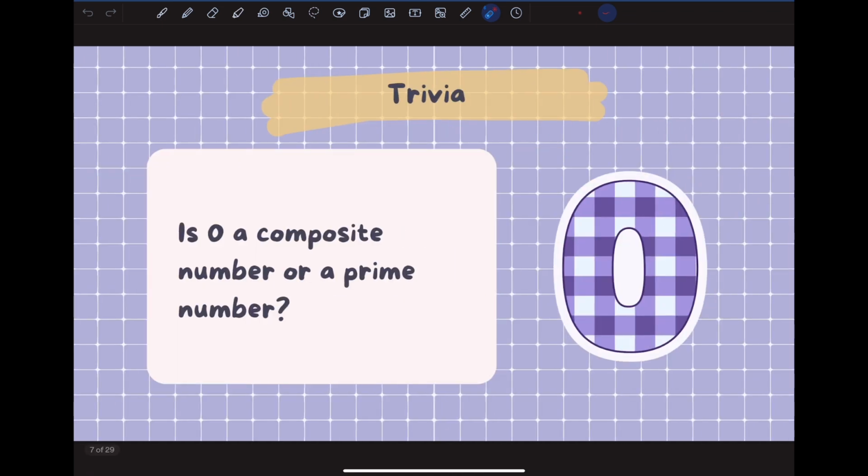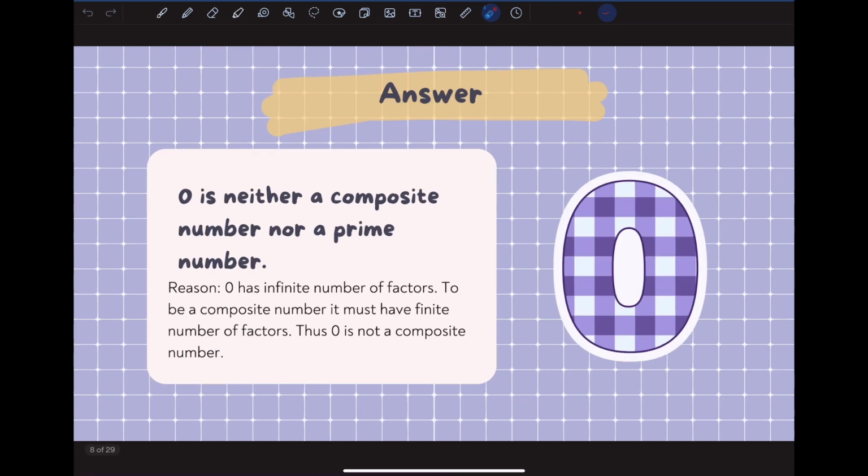Okay, now a question for you to think about. Is 0 a composite number or a prime number? I hope you guys got it correct. 0 is neither a composite number nor a prime number. Why? Because it has an infinite number of factors. And to be a composite number, it must have a finite set of factors. So 0 is not a composite number. Okay, so I hope this is clear. 0 is neither composite nor prime.